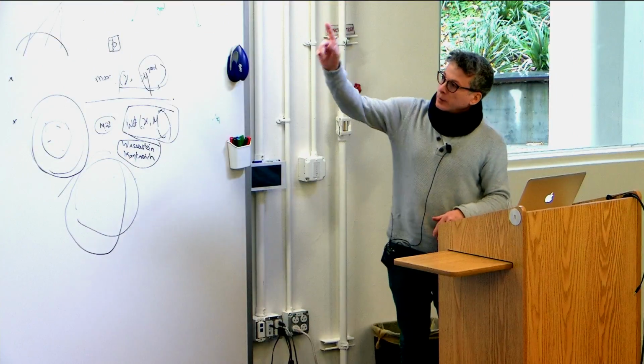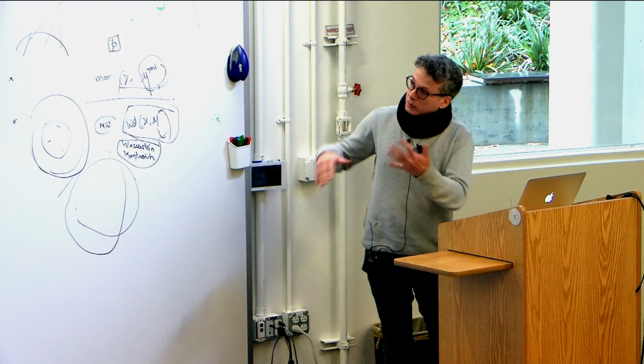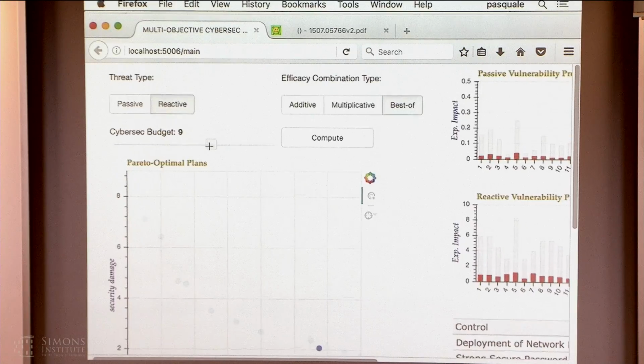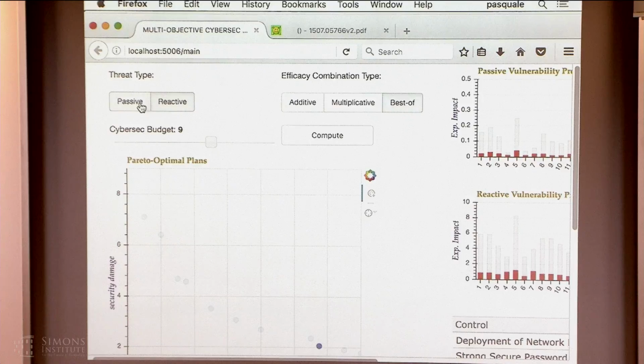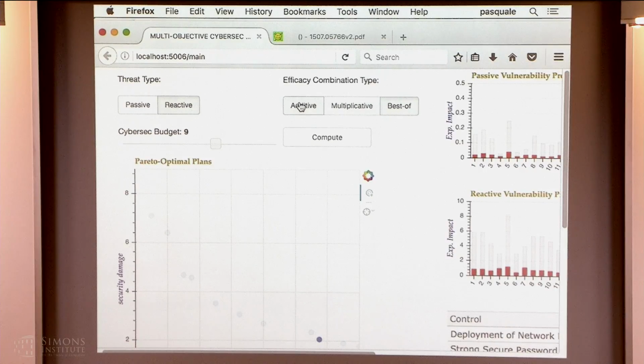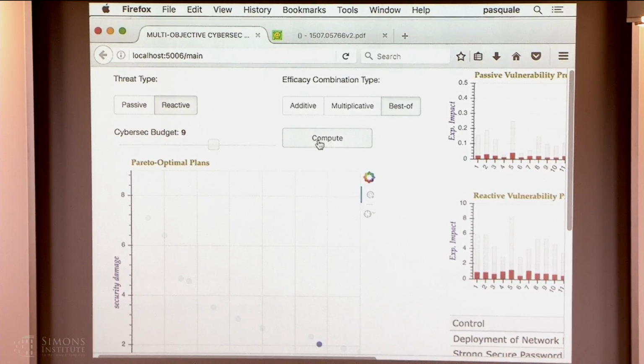Actually, I may start by showing you an implementation of what I'm talking about, so it gives you a visual idea of what this is about. Here I have a few choices. This is a choice of an attacker model, passive or reactive, I will explain. This is where we choose how to compose security controls. I have a constraint budget, here a 9. So I get this selection, I click on compute, and I wait for a little while.